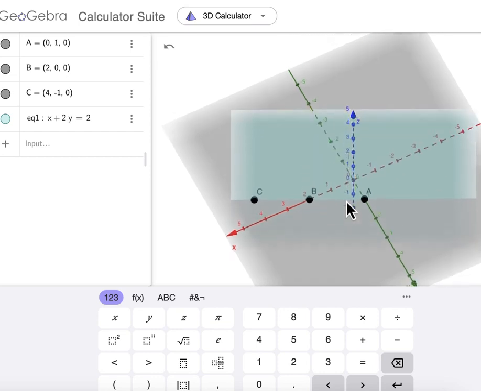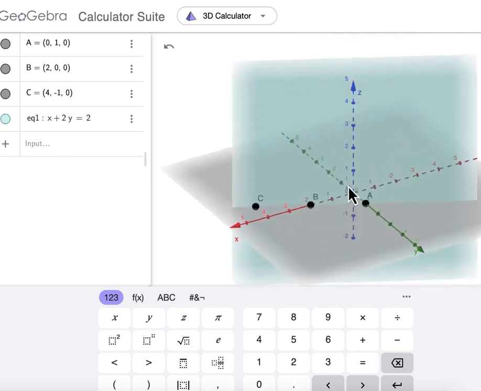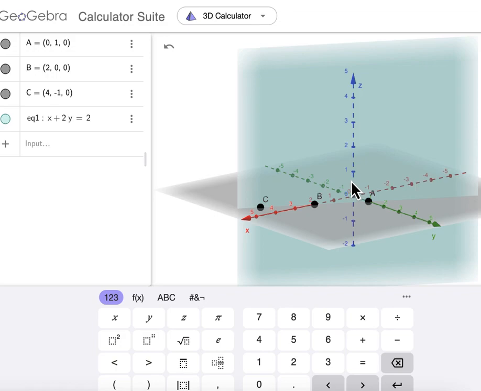But when we kind of fly up like this, we can see that it extends infinitely in the direction of z. So it's a good way to kind of check our answer using GeoGebra.